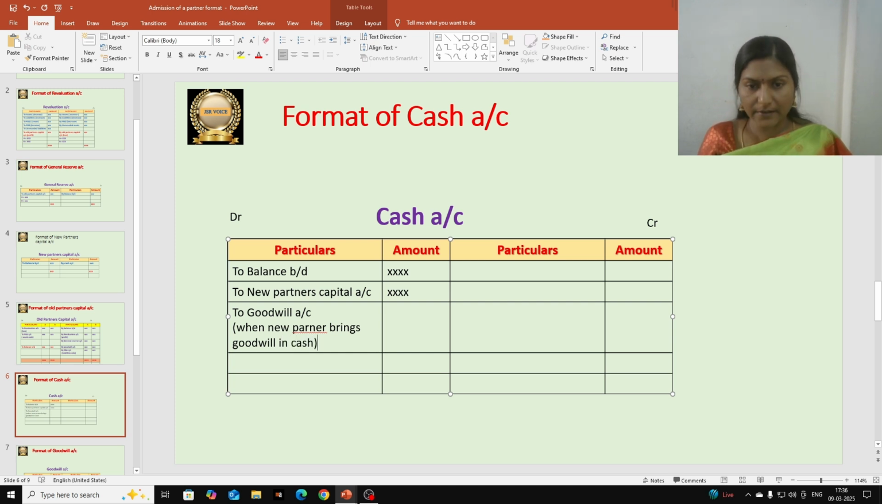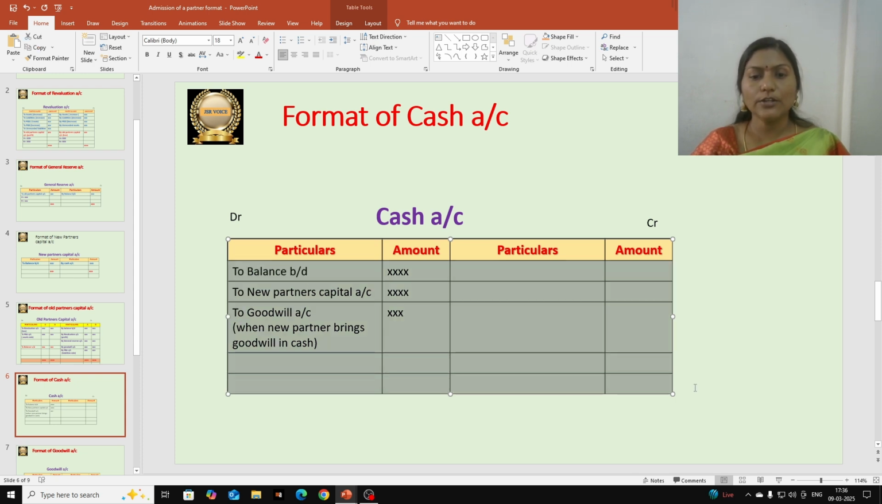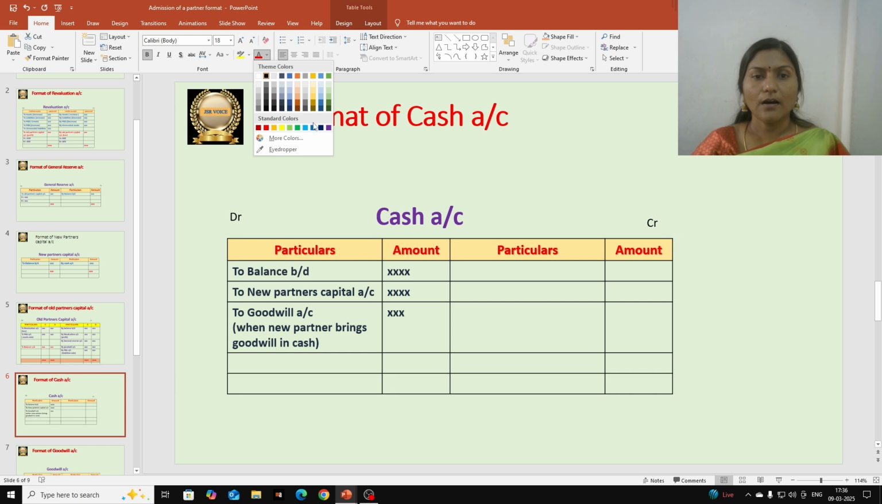Then we write here, otherwise we don't write here. When a new partner brings goodwill in the form of cash, how much he brings, that we will write. That's all. These are the three items that we are going to record in the cash account on the debit side.